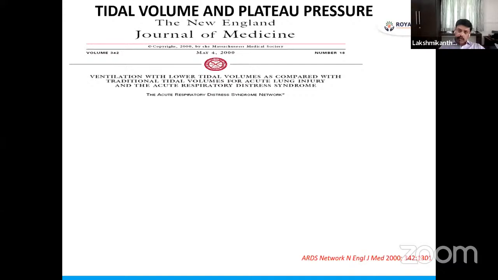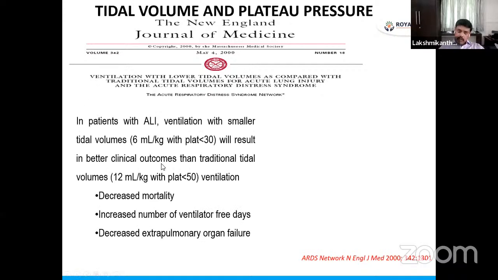As we saw earlier, volutrauma and barotrauma are two important factors that we need to avoid in ARDS. This was the most important practice-changing study that came in 2000 in the Anaesthesia journal. This was done by the ARDS Network, the ARDSNet study, and what this study did was they compared, in patients with acute lung injury, ventilation with a smaller tidal volume, which was 6 ml per kg, maintaining the plateau pressure less than 30, and they compared it with the traditional tidal volume.